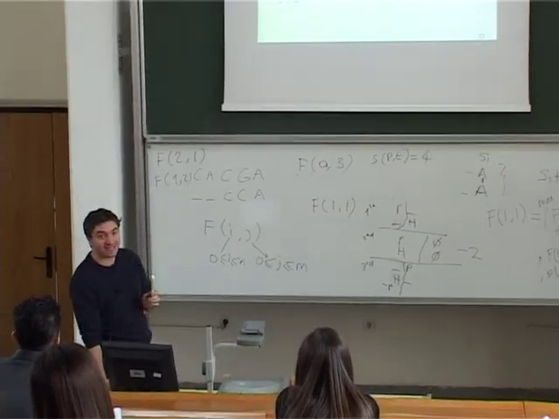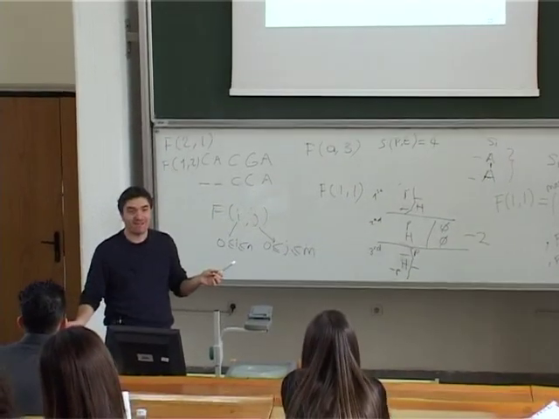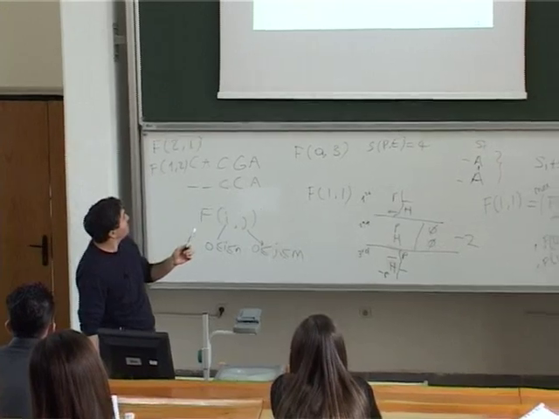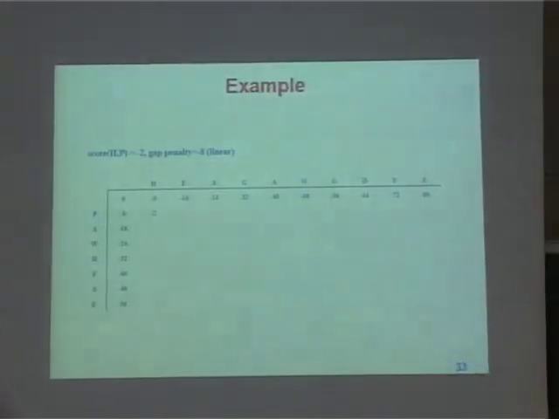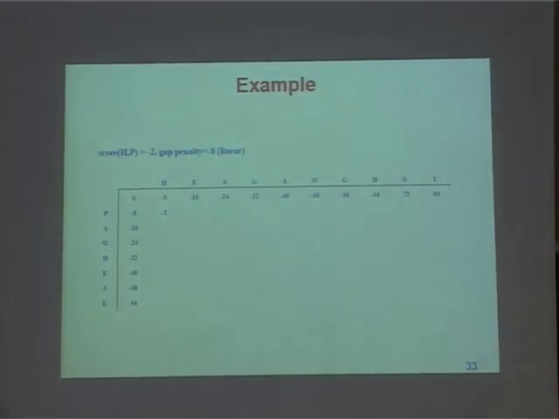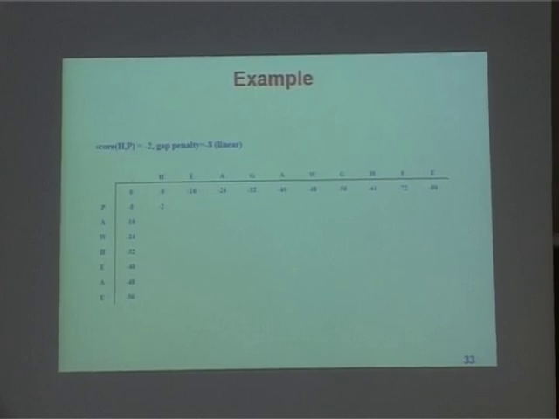Because it means that P is already matched with H, okay? What does this minus 2 mean? That path was P, we aligned P with H. Can you align the same amino acid with E now? No, you cannot. You have a one-to-one match.